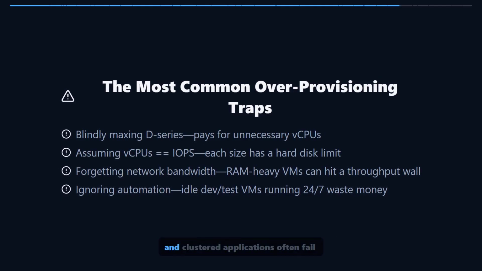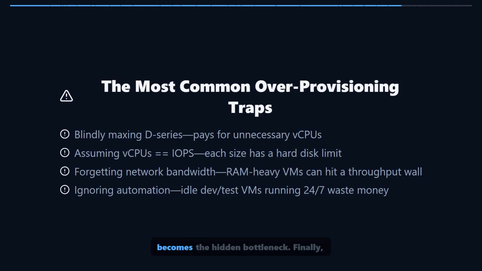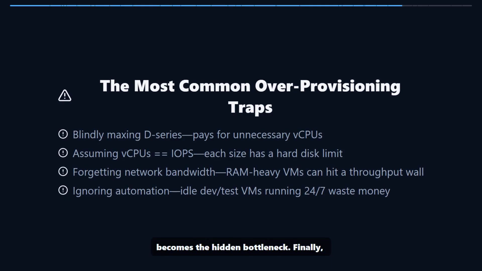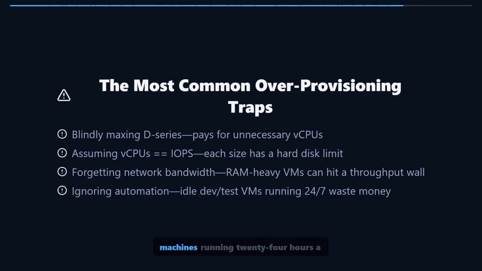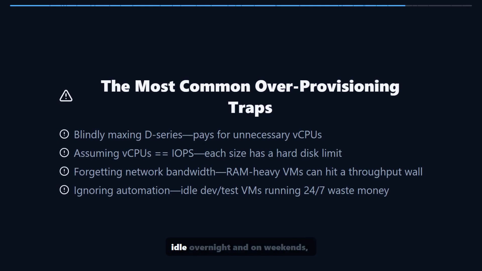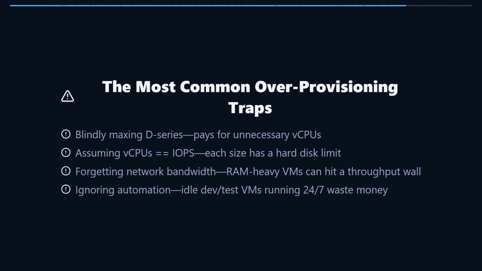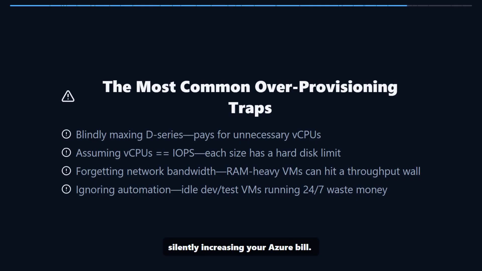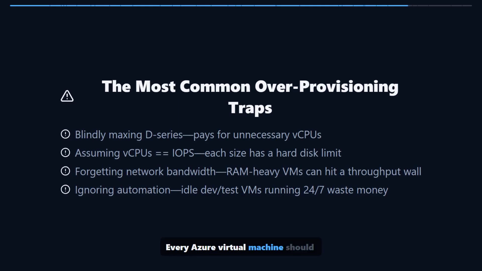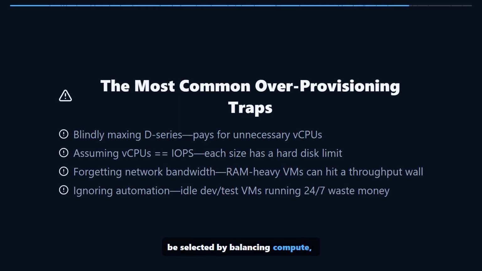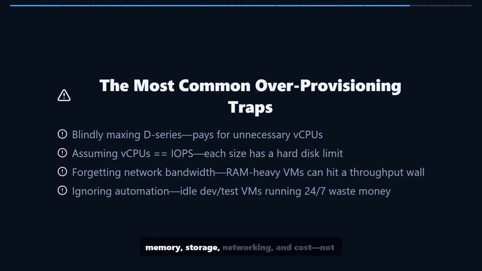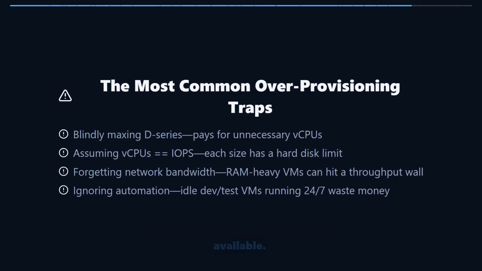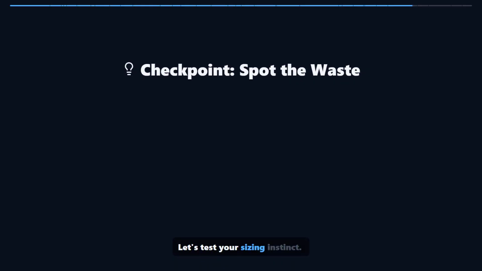Large databases and clustered applications often fail to perform because network throughput becomes the hidden bottleneck. Finally, leaving development and testing virtual machines running 24 hours a day. Those systems often sit idle overnight and on weekends, silently increasing your Azure bill. Every Azure virtual machine should be selected by balancing compute, memory, storage, networking, and cost, not by choosing the biggest size available. Let's test your sizing instinct.